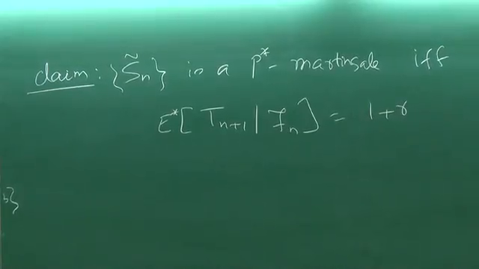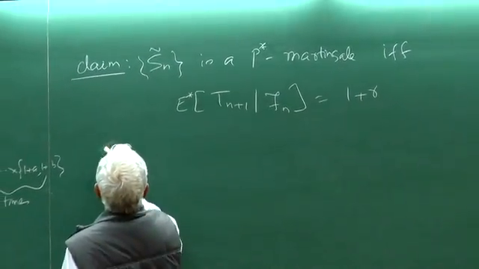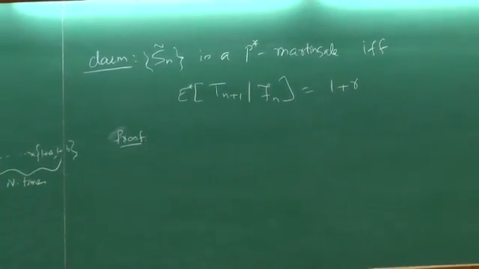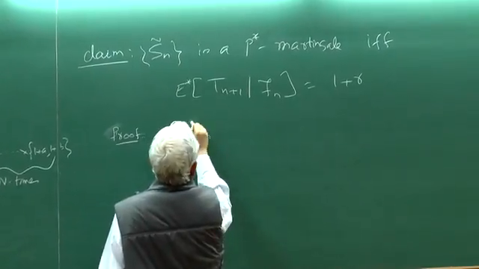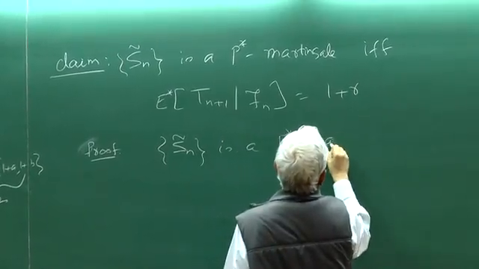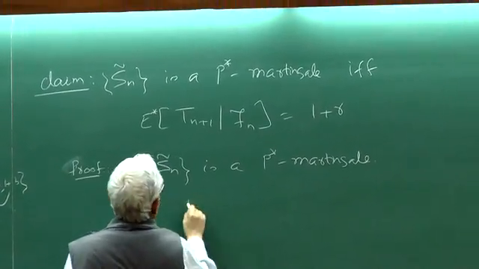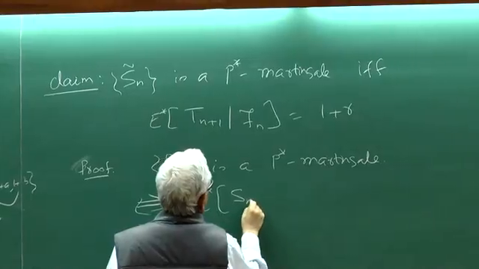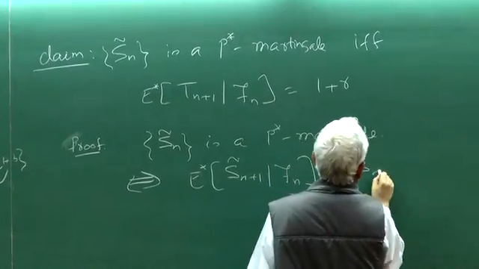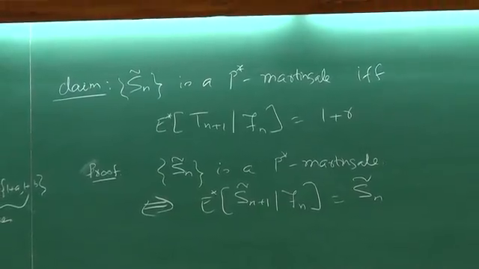Now I need to prove this. So now the proof of the claim. I need to prove these claims, right? So proof of the claim: Sn tilde is a P star martingale if and only if, this is the definition. This is the definition of martingale, right?